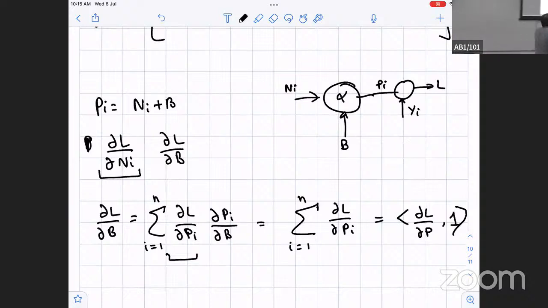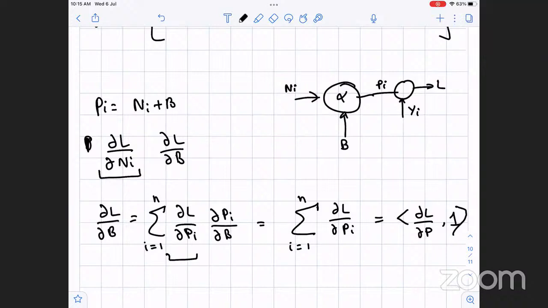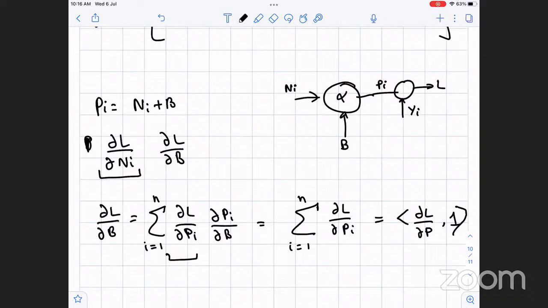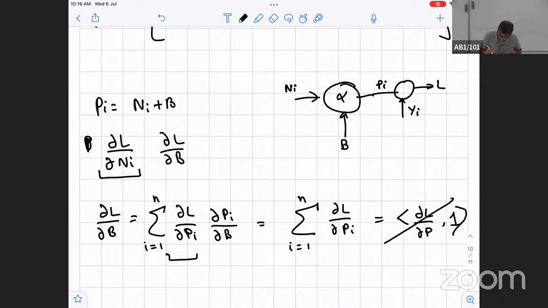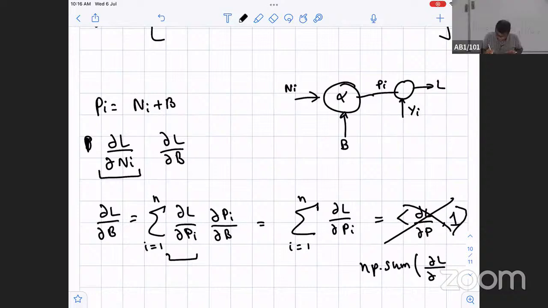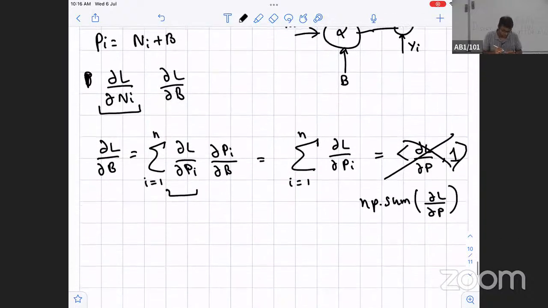Did you understand till here? Summation i equal to 1 to n of this. What is this? This is the inner product between dl by dp and a series of ones: 1, 1, 1, 1. If you take the inner product, it just sums it up, right? If you don't like this, let's say np.sum of dl by dp. Is that okay? That's what you are getting, right? Okay, so now this is for dl by db.